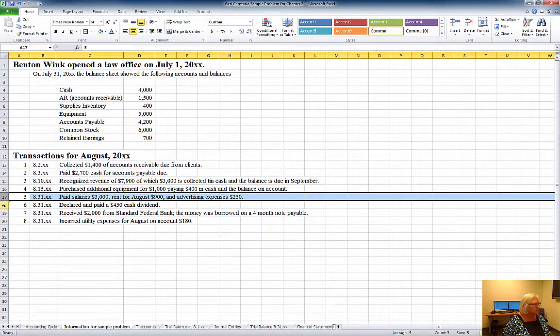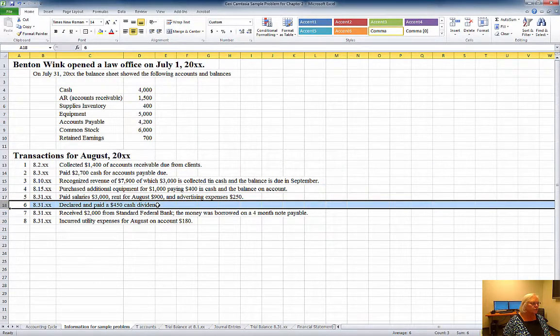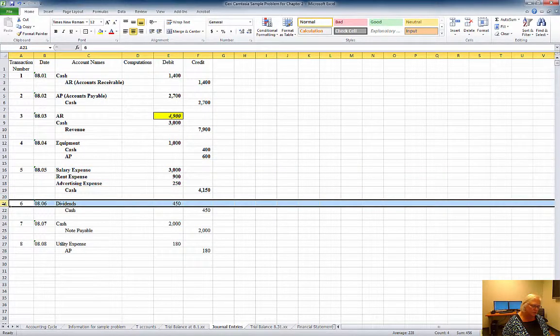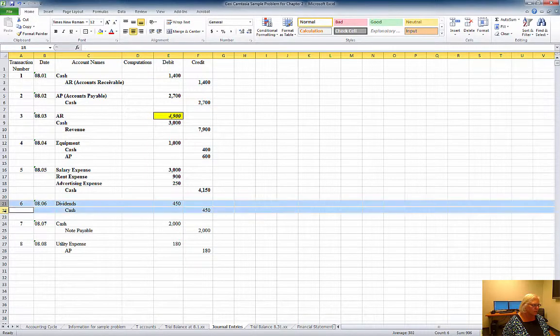Okay, number 6, we declared and paid a $450 cash dividend. So Benton Wink is the owner of the law office. He's the shareholder, so he's going to get $450 in dividends for the month. So we're going to debit or increase the dividend account, and we're going to credit the cash account for $450 to show that we wrote a check for dividends, and we'll bold it.